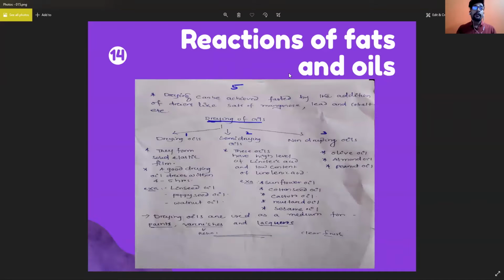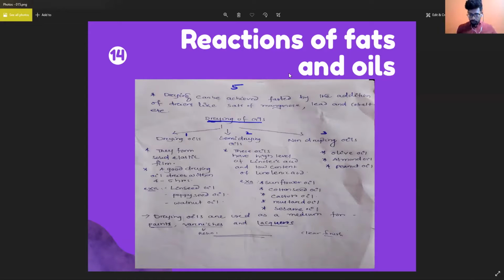What is the meaning of drying oils? Drying oils form a solid elastic film. That is known as a drying oil. And semi-drying oil means what? These oils have a high level of linoleic acid and a low level of linolenic acid. A good drying oil dries within 4 to 5 hours, and generally linseed oil, poppy seed oil, and walnut oil are used as drying oils. For semi-drying oils, sunflower oil, cottonseed oil, castor oil, mustard oil, and sesame oil have a high level of linoleic acid. So these oils are used as semi-drying oils.